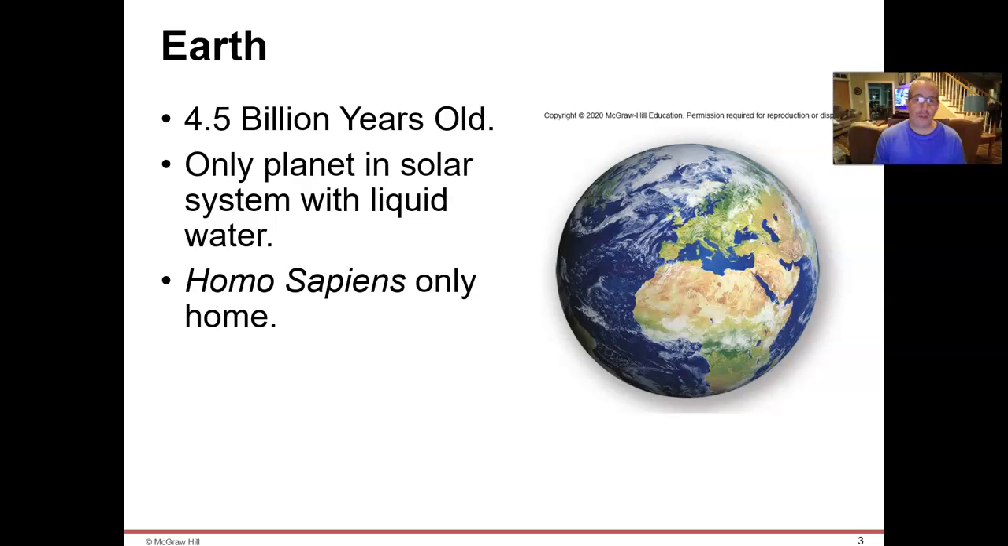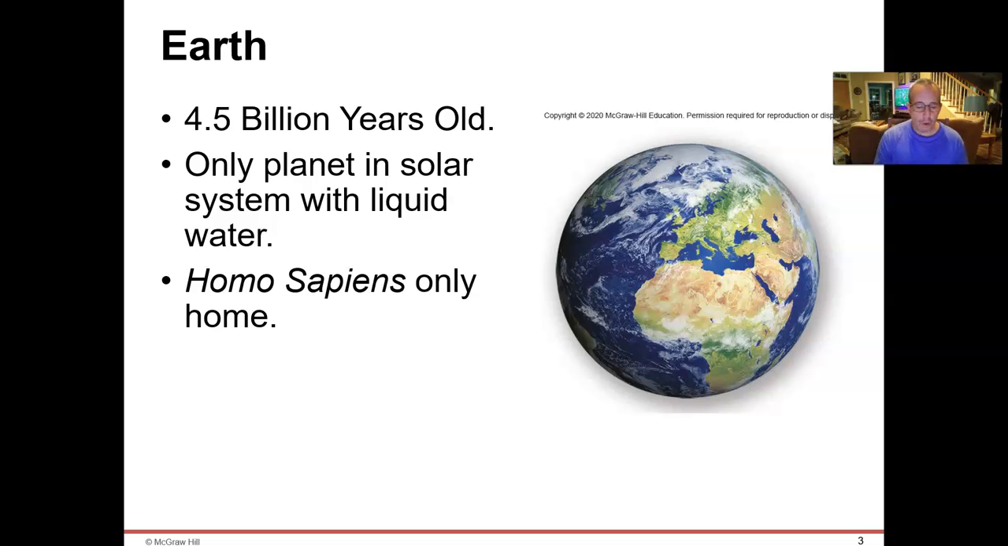It's usable to us, and this is our home. This is the only place that we have found life in our solar system, and anywhere else for that matter. Probably a lot of it has to do with our capabilities of looking at other places other than our solar system.